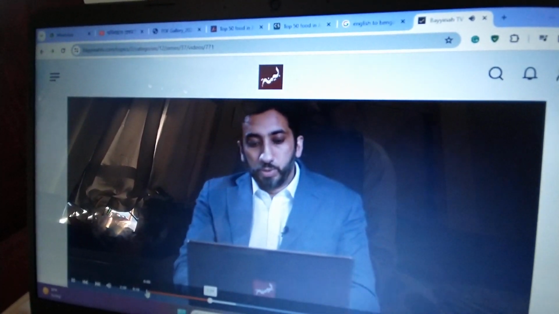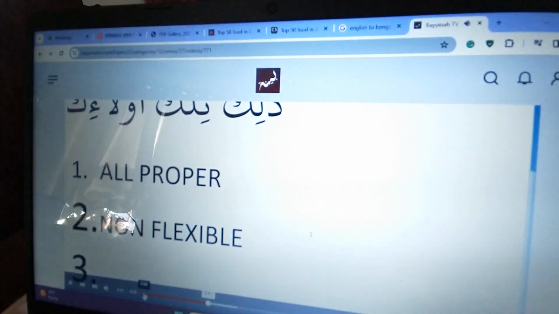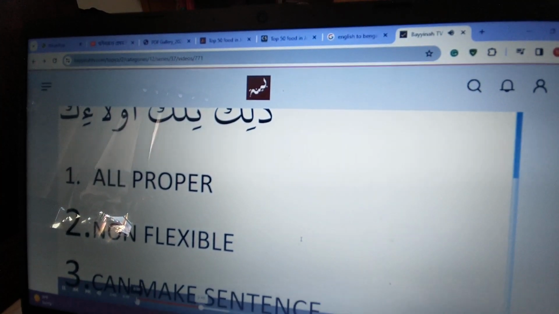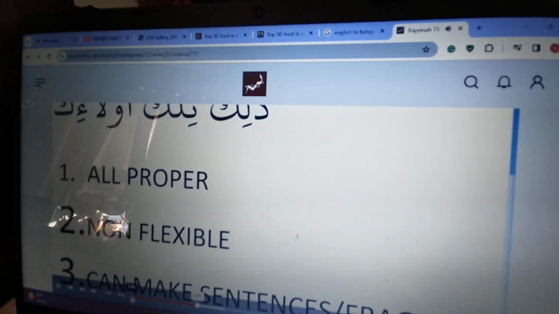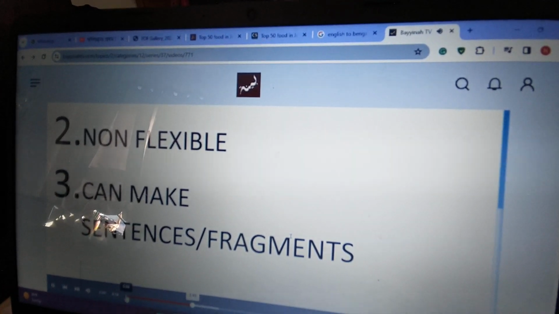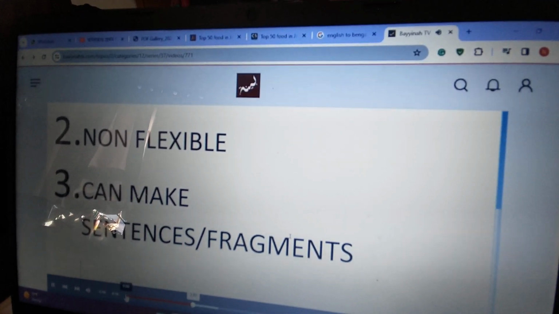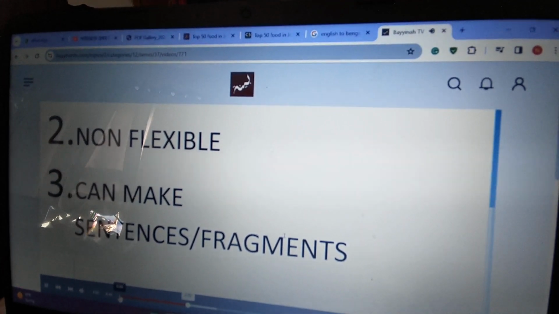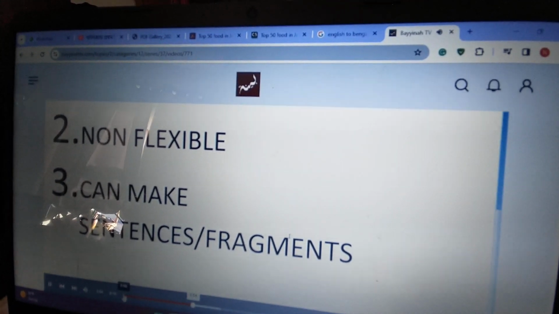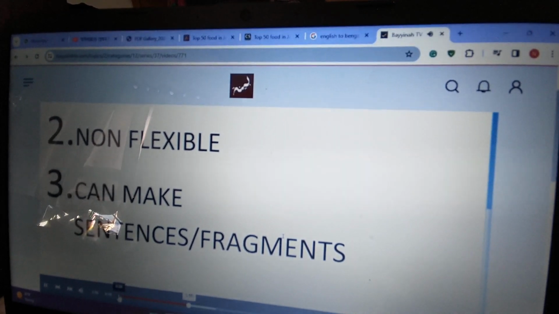The third is you can use them to make sentences or fragments with them. And that's the thing we're going to spend a little bit of time on. Try to understand that. It's a simple lesson. Don't be intimidated by it. You'll get it in no time, okay? So here's how it works.